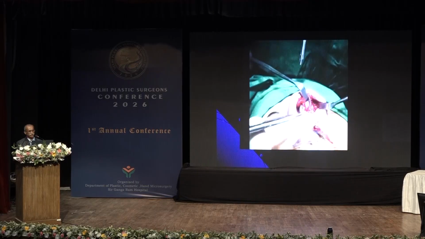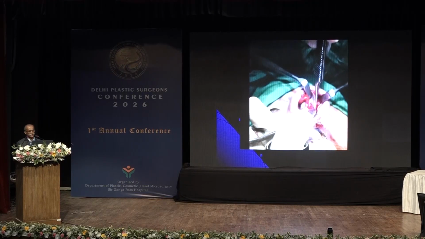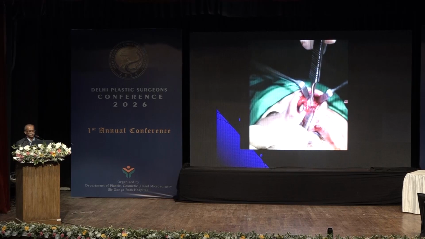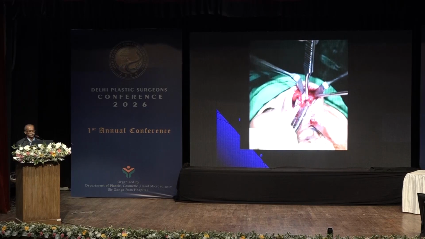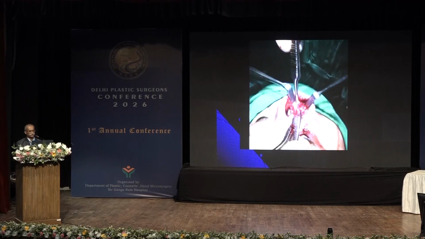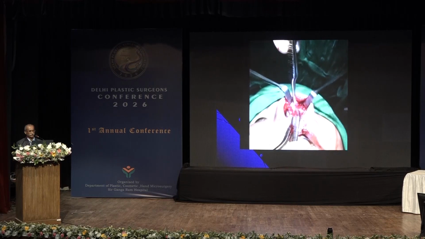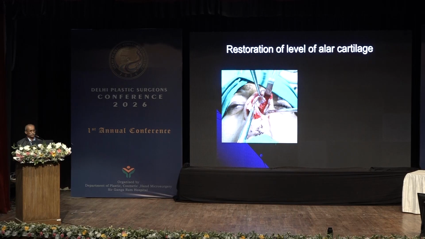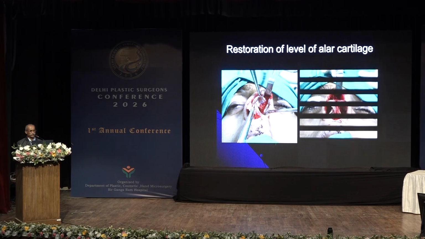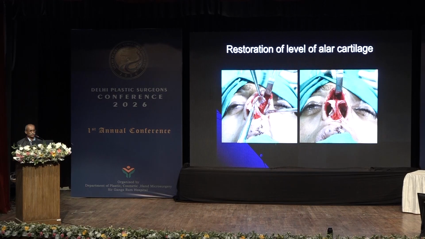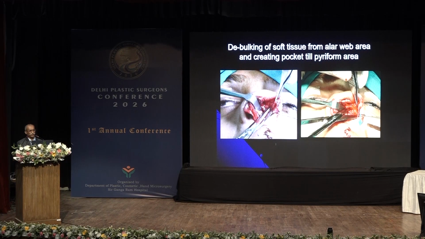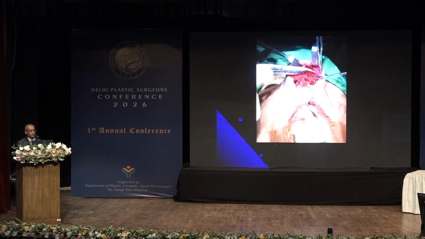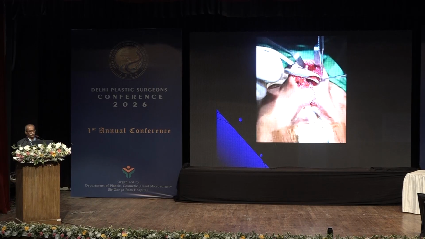This is how you release the lateral crura of the alar cartilage like a chondromucosal flap, which brings the alar cartilage to the level of the opposite side. So this is how it leaves behind a composite defect in that area, and this brings the alar cartilage to its normal position. Then the alar web area requires defatting and creating a tunnel till the pyriform area, which will accommodate your alar extension graft.